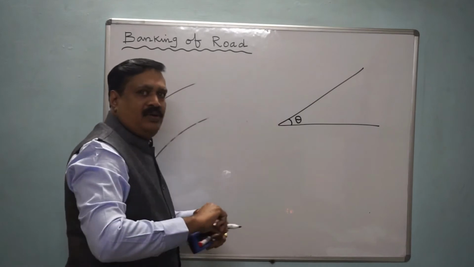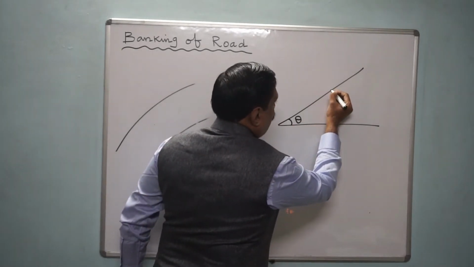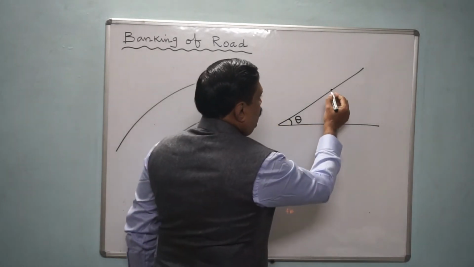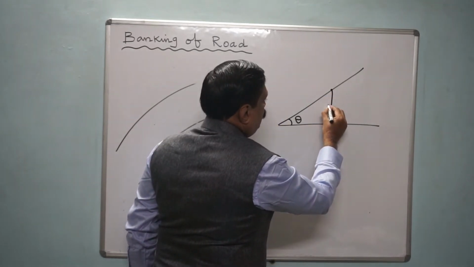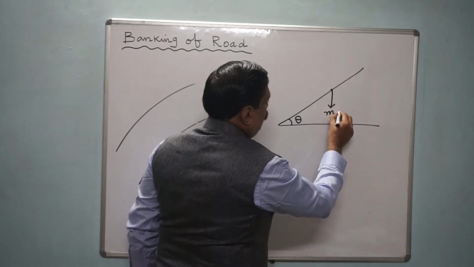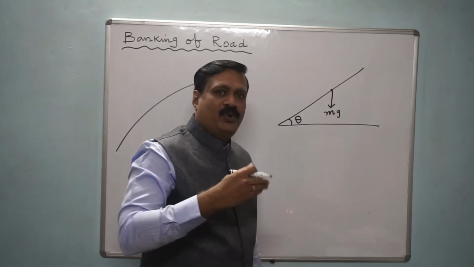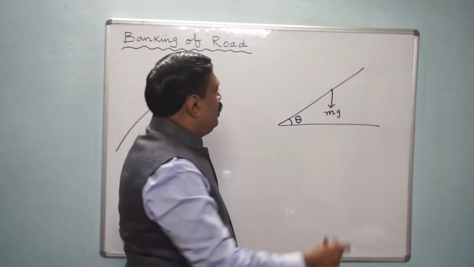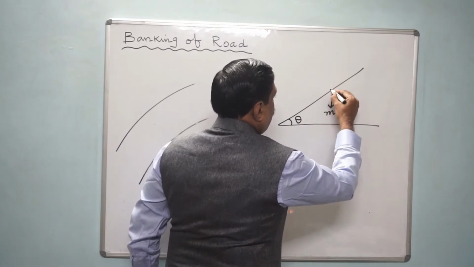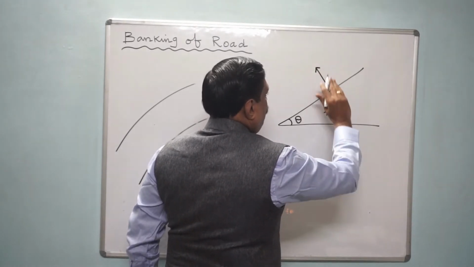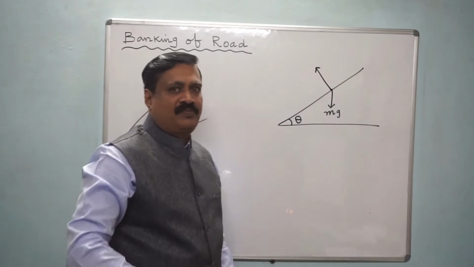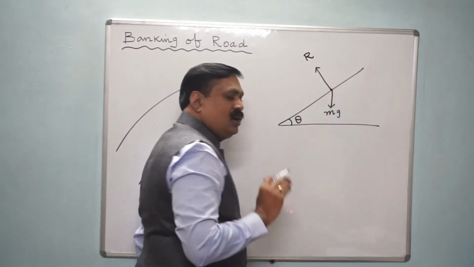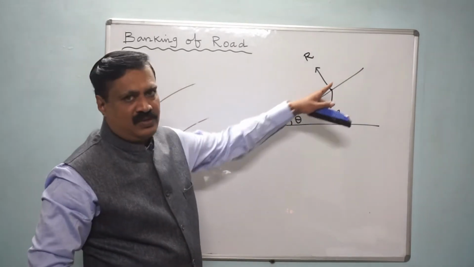Now assume the vehicle is here. This point is the vehicle. Weight is always acting towards the center of the earth. Weight mg, that is W equal to mg, always acts towards the center of the earth. Now the normal reaction R is always acting normal to the surface.